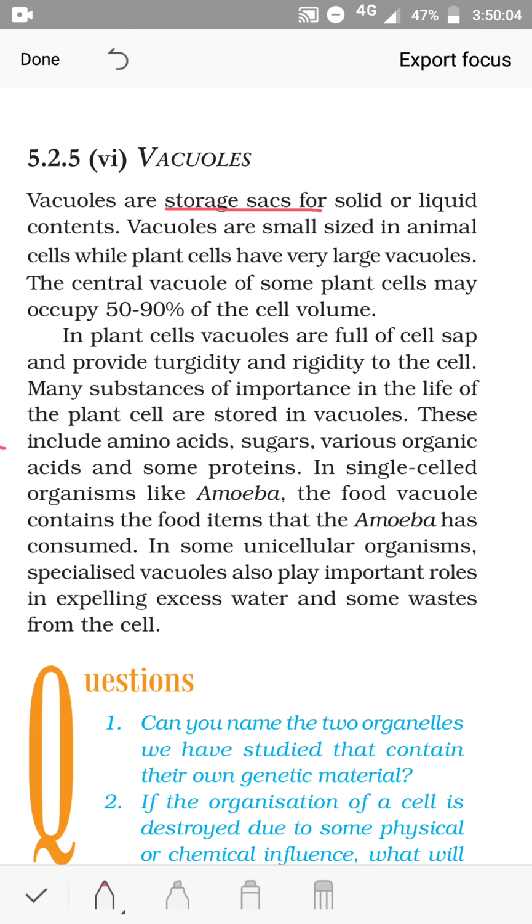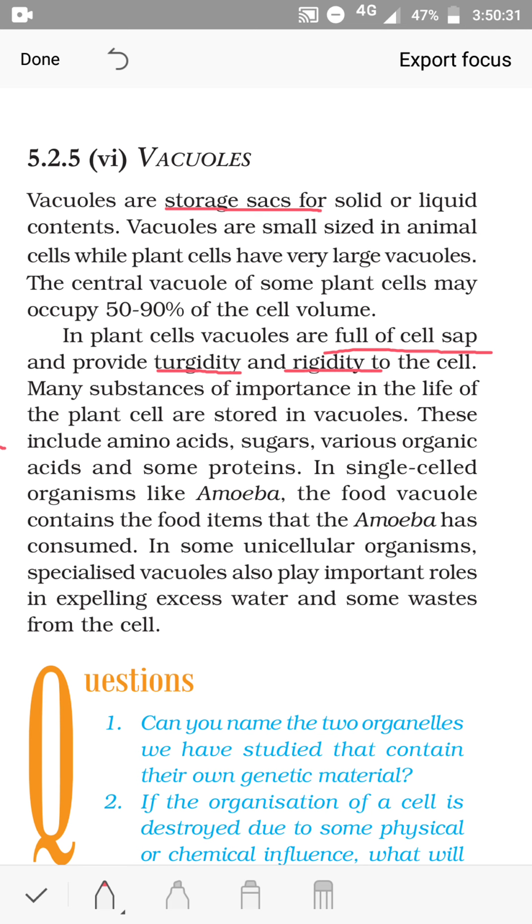In plant cells, vacuoles are full of cell sap. Cell sap, that means along with water, salts and other substances like amino acids and sugar, and it provides turgidity and rigidity to the cell. Turgidity, that is the solid state of the cell, is maintained by the vacuole, and it also supports the cell.